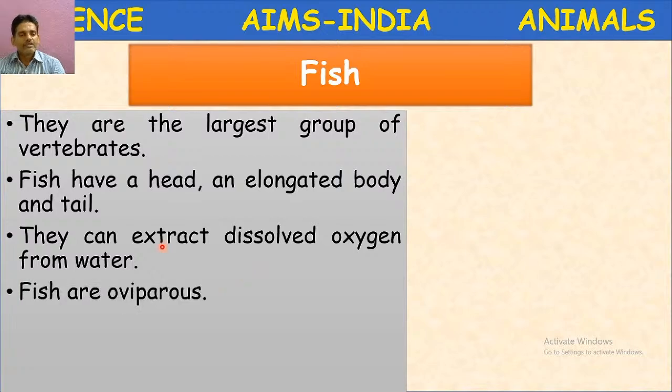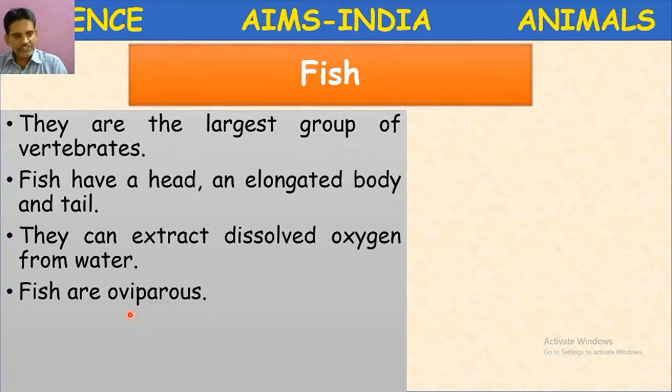These animals can survive in water, aquatic, totally aquatic. They cannot survive on land, only in water. In order to survive, they require oxygen. Where is the oxygen available for fish? Yes, they extract the dissolved oxygen from water with the help of gills.